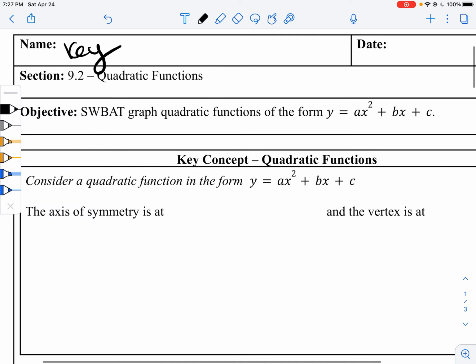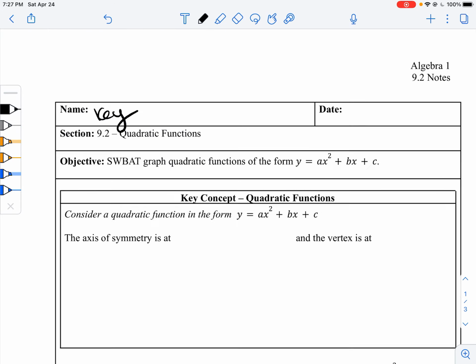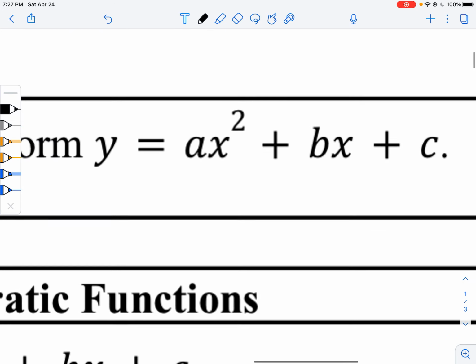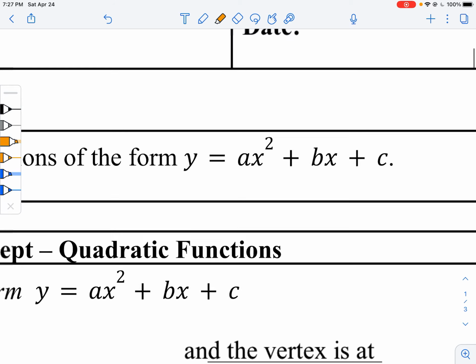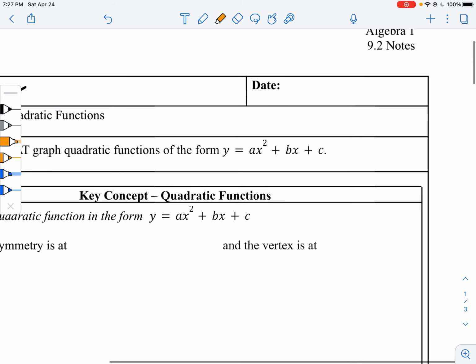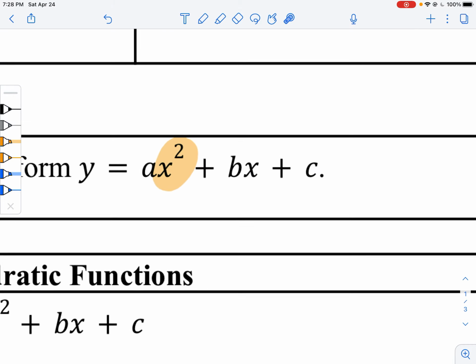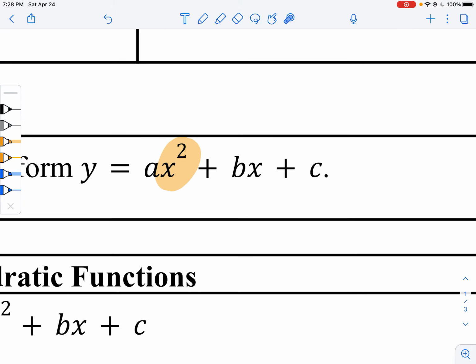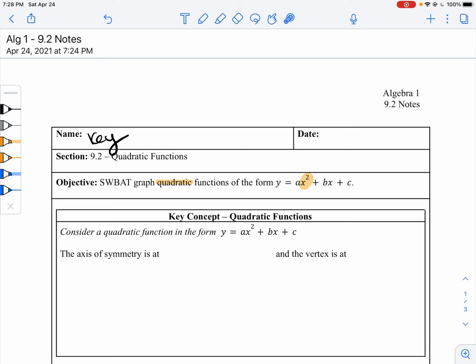By the end of the day, you'll be able to graph quadratic functions of the form y equals ax squared plus bx plus c. The thing that makes this a quadratic function is quad, like four, like squares have four sides. So just like a square has four sides, you have x squared, which makes this a quadratic function. You already know how to graph.